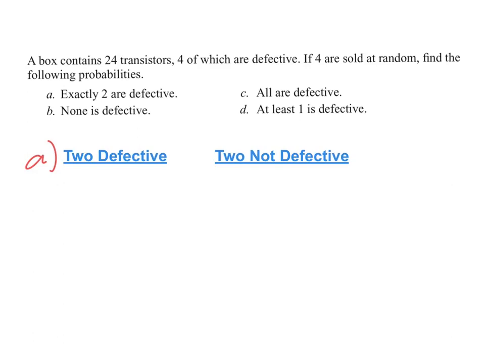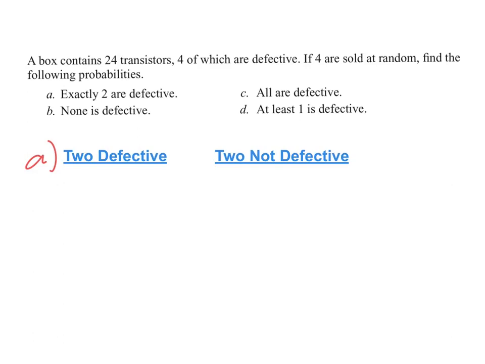We have to pick from the defective pile, which there's 4 of those. And then we have to pick from the not defective pile. How many are not defective? 20 are not defective. So we have to first determine how many different ways we can come up with 2 defective and 2 not defective. And then we have to divide that, because we're looking for probability, by the total number of ways there are to choose 4 transistors.